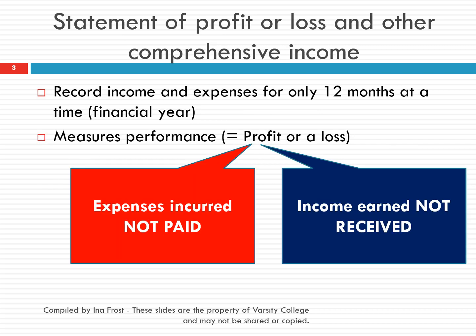Now, this concept gives rise to certain adjustments that we need to make at the end of the financial year. In our statement of profit or loss and other comprehensive income, we record the income and the expenses for the current financial year, and we use that to measure the performance of the business by calculating a profit or a loss. If we include income and expenses for future financial years, it will distort our calculation of the profit or loss and therefore distort the measurement of the performance of the business.